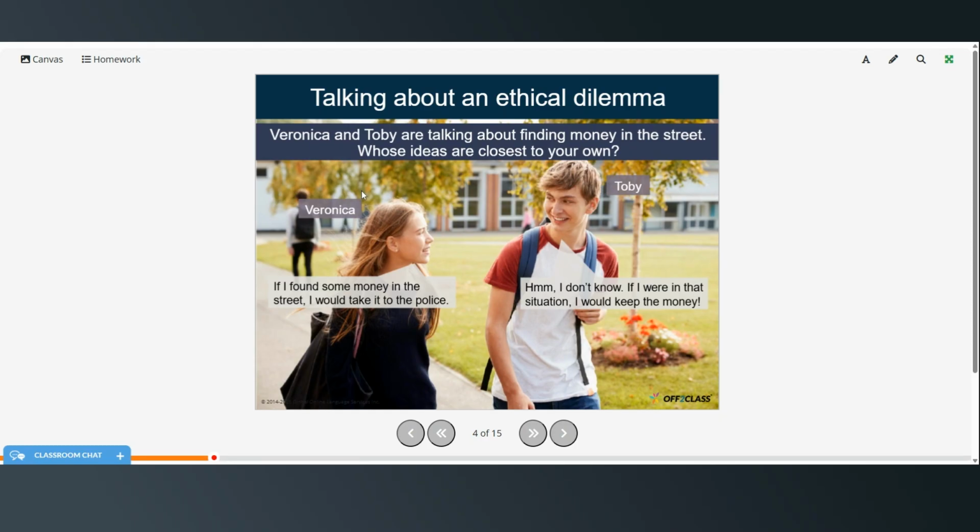So Veronica and Toby are talking about finding money in the street, and whose ideas are closest to your own? Veronica says, if I found some money in the street, I would take it to the police. Toby says, I don't know. If I were in that situation, I would keep the money. So which person do you agree more with?